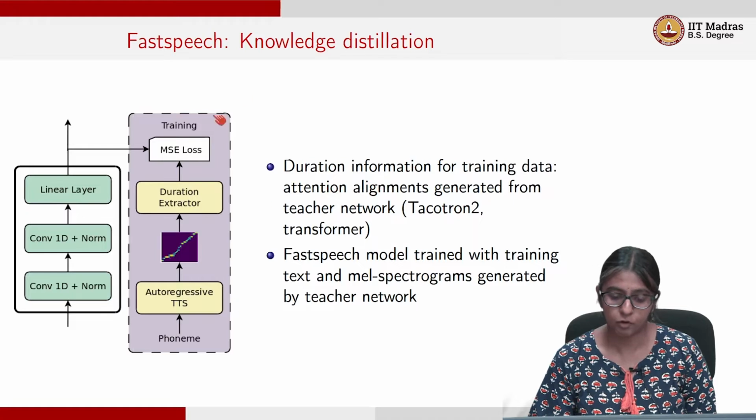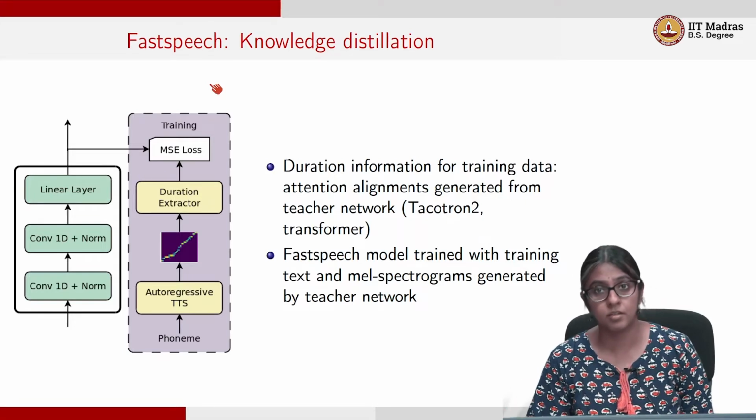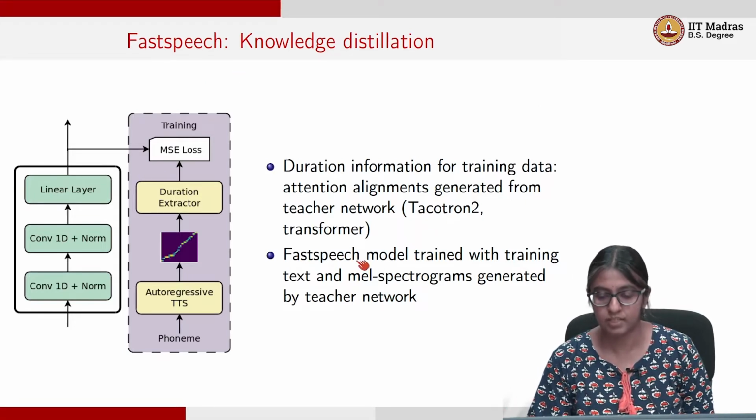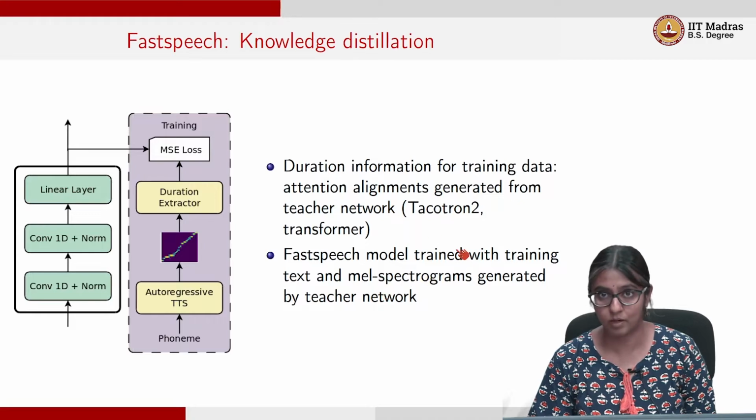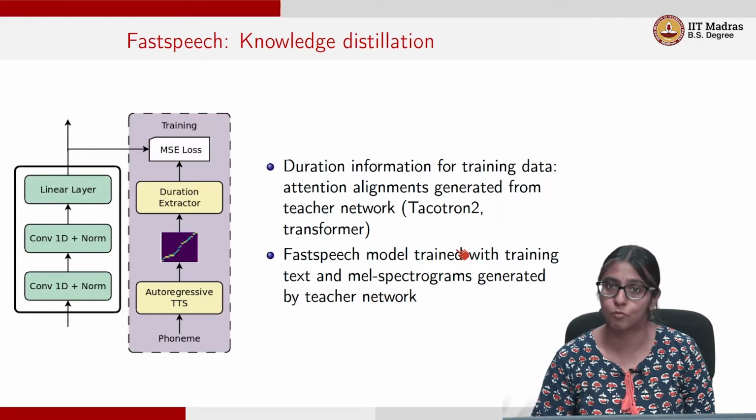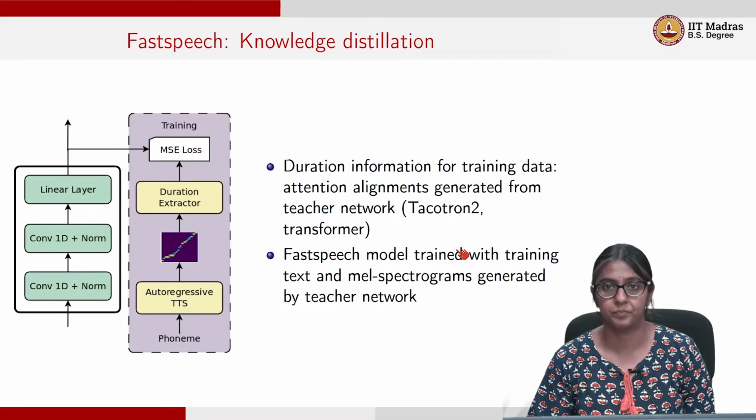And another thing about FastSpeech is that instead of using the MEL spectrogram extracted from the actual audio waveform as the output, we use the MEL spectrograms generated from the teacher model. So, the FastSpeech model is trained with training text and the MEL spectrograms generated by the teacher network. Again, this is a disadvantage, and that's why we have another system called FastSpeech 2, which uses the ground truth MEL spectrograms rather than using the MEL spectrograms generated by a teacher model.